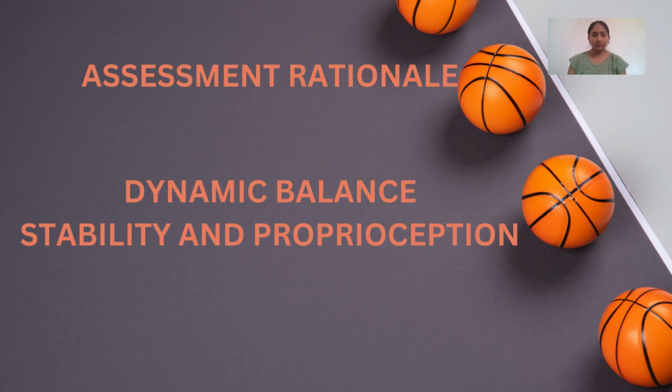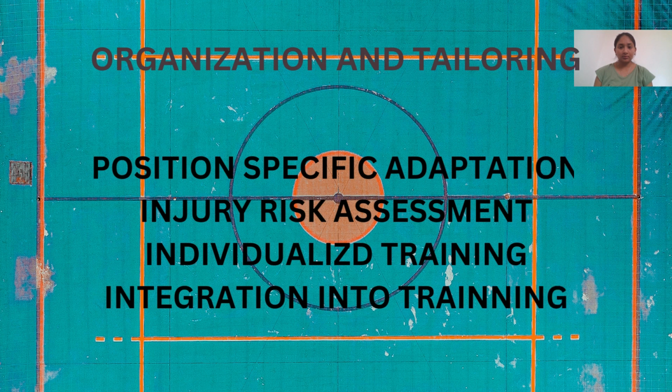Assessment rationale. Dynamic balance: SEBT assesses the player's dynamic balance during reaching movements in multiple directions, closely resembling the multidirectional nature of basketball. Stability and proprioception: the test evaluates the player's stability and proprioceptive control, crucial for actions like cutting, pivoting, and maintaining balance during defensive maneuvers. Customization and tailoring, position specific adaptation.